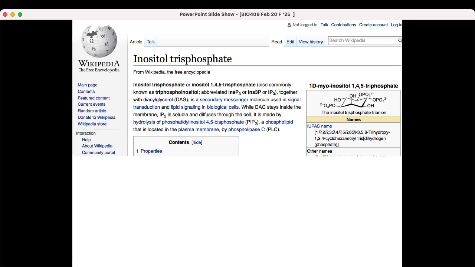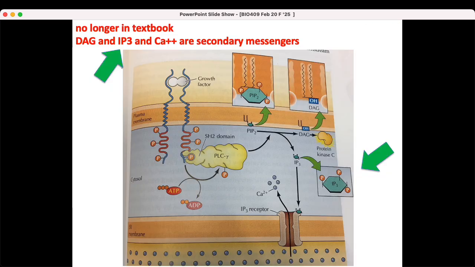Can you say PIP gets cut into the DAG and the IP3? Yep, and it gets cut by that enzyme, phospholipase C. So when phospholipase C gets activated, it cuts PIP into DAG and IP3. PIP2 is right here, and the diagram is showing it catalyzing that chemical reaction. That's a single step chemical reaction with an enzyme, a substrate, PIP2, and a product. So the calcium's not inside the cytoplasm at all till the IP3 binds.